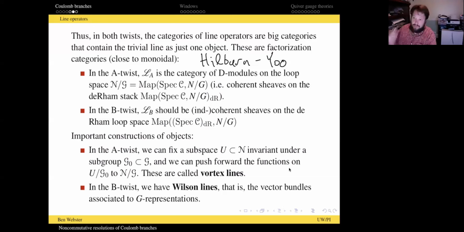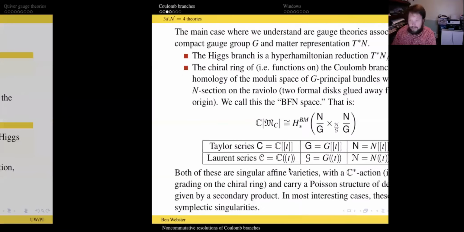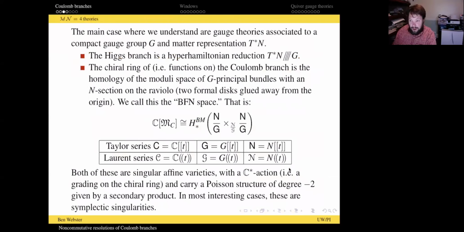And so you can interpret this BFN description of the line operators of the Coulomb branch as actually a computation in this category of D-modules on the loop space. You go and read Ginzburg and Chris and ask, how do I calculate the Ext of the pushforward of the line operator that says don't allow any poles or require any zeros? And it tells you, oh yeah, it should be the homology of this fiber product.